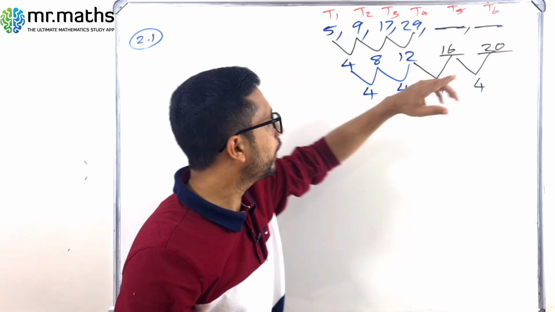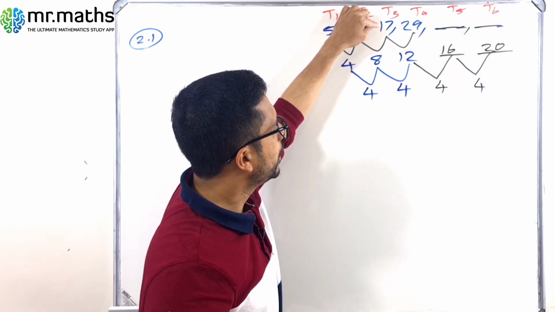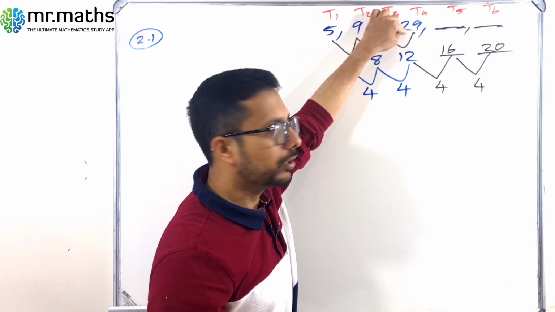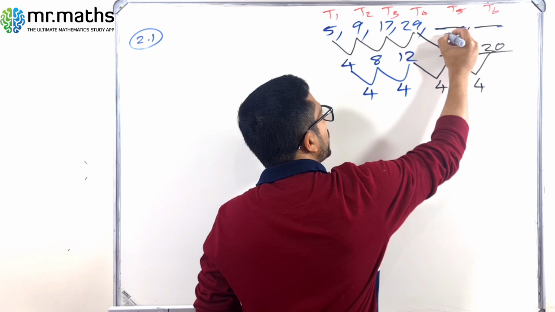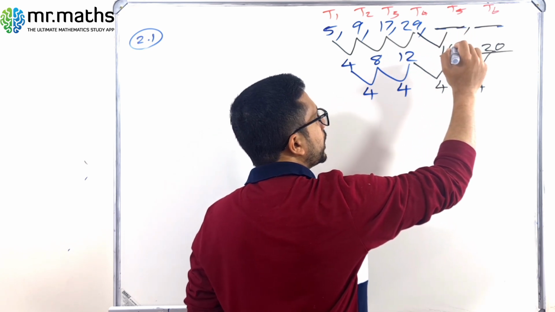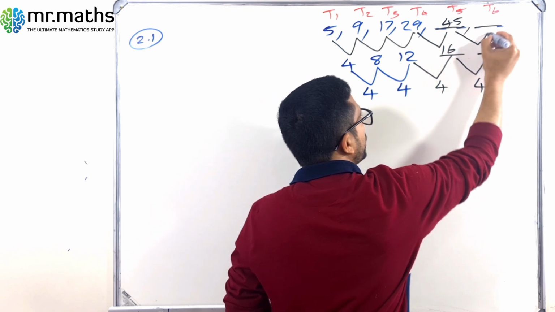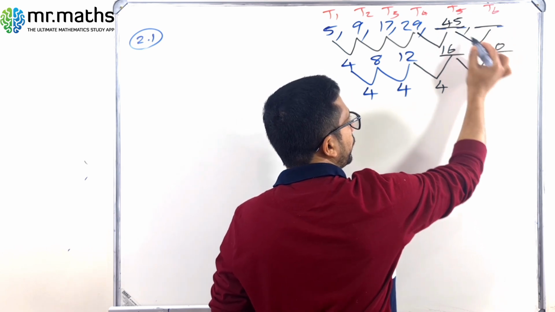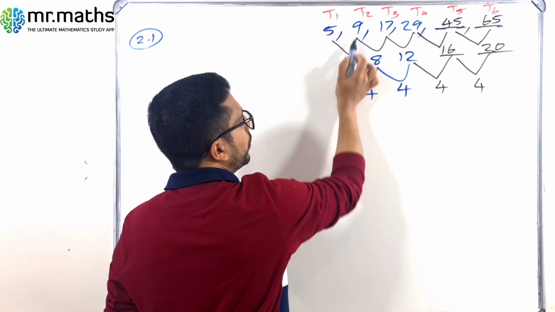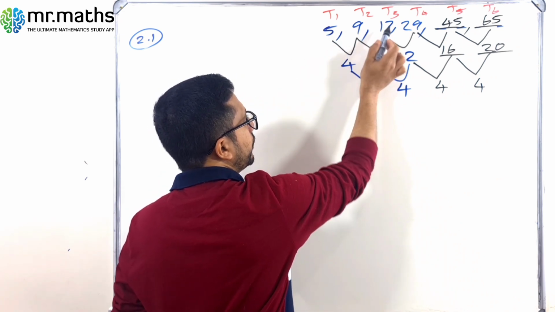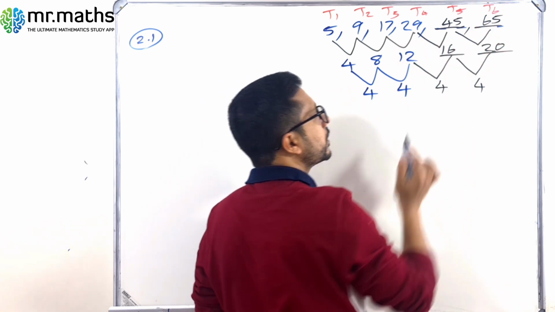Now we have to find these two terms. 5 plus 4 is 9. 9 plus 8 is 17. 17 plus 12 is 29. So the next one is 29 plus 16, which is 45. Then 45 plus 20, that is the next number, which is 65. Like this, guys: 5 plus 4, 9. 9 plus 8, 17. 17 plus 12, 29. 29 plus 16, 45. 45 plus 20, 65.